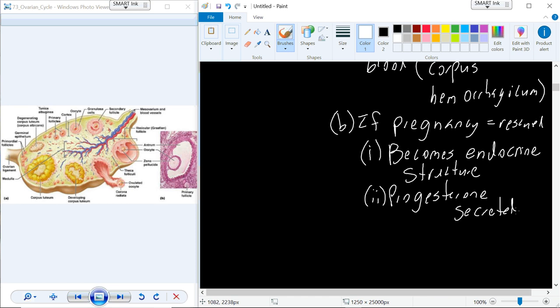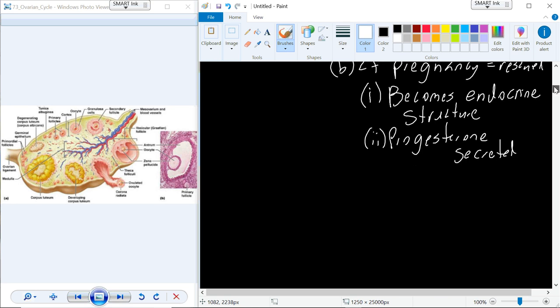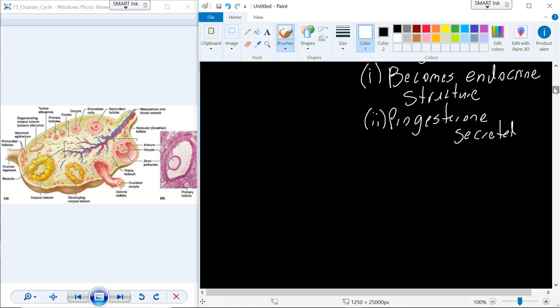So it becomes an endocrine structure, begins to secrete progesterone. We're going to find out that progesterone is going to maintain the uterine lining in a thickened state, to be nutritive and protective of what probably is now an implanted fertilized egg. It's going to create progesterone, and that will persist for about 9 to 10 weeks, and then the mother's progesterone takes over and maintains the rest of the pregnancy.